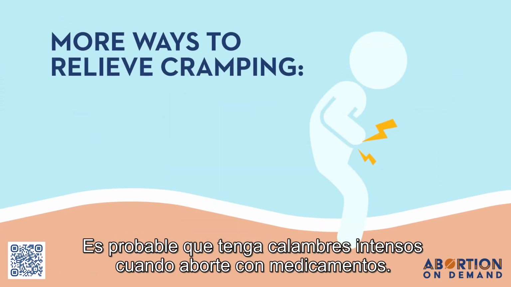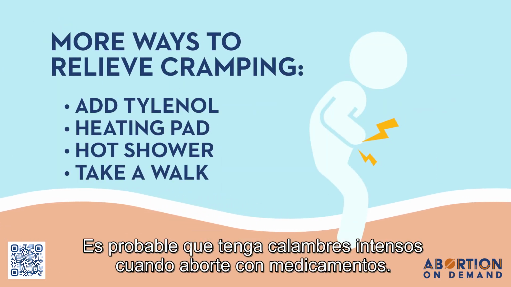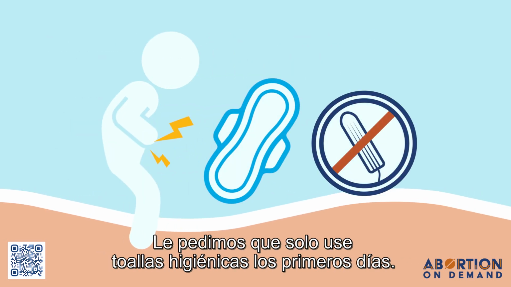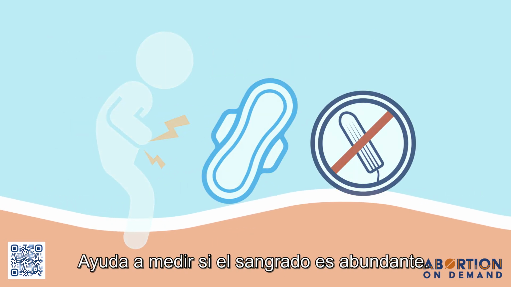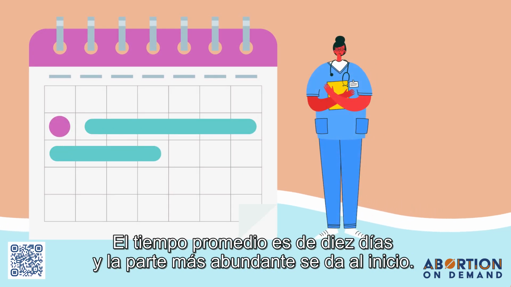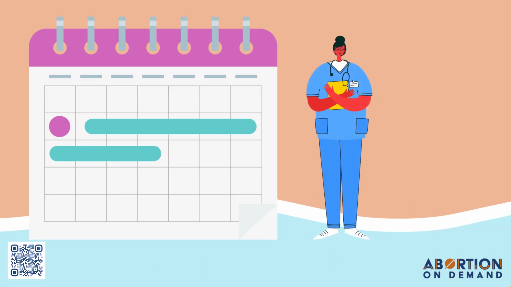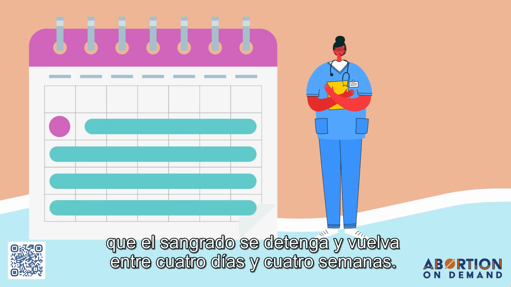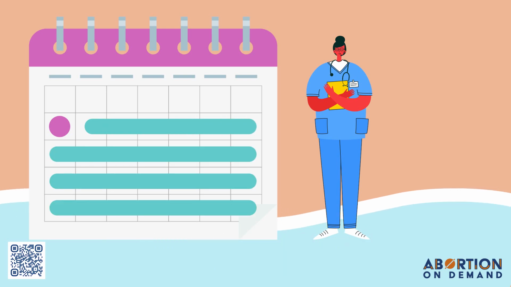Cramping with medication abortion is expected and can be intense. There are no activity restrictions. We ask that you use only pads the first few days. This helps measure heavy bleeding. The average time for bleeding is 10 days, with the heaviest part at the beginning. But anywhere from 4 days to 4 weeks of bleeding, with it stopping and starting, is still normal.